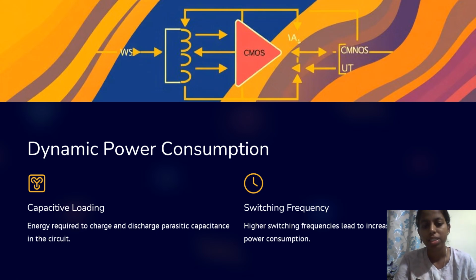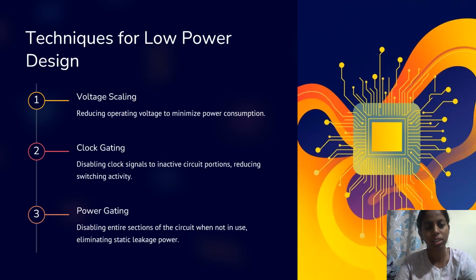And the second one is switching frequency. Higher switching frequency leads to increased dynamic power consumption. In VLSI, when the chip switches from a lower frequency to a higher frequency, it consumes more power. Hence, it is considered dynamic power consumption. Let's see how we can reduce the power consumption, either in a static way or in a dynamic way.